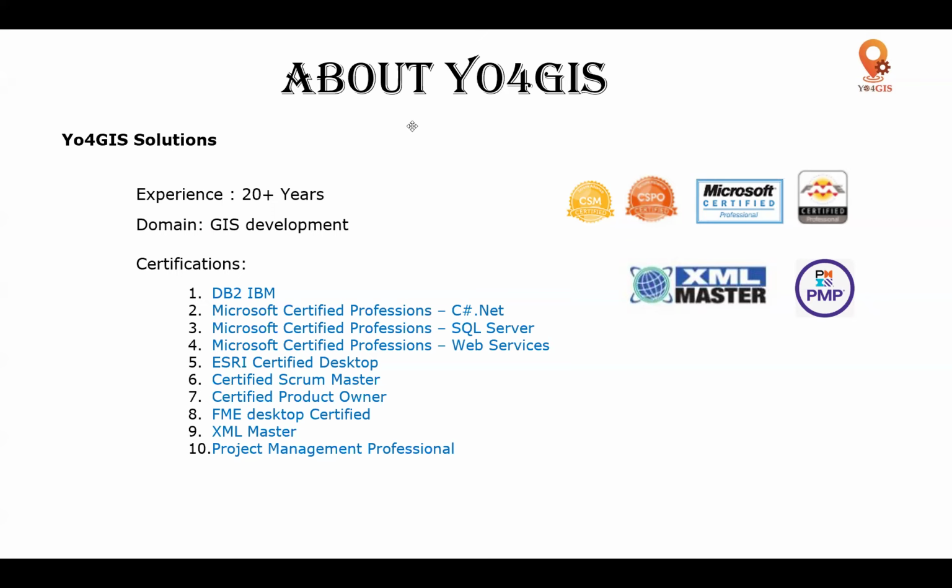Now we are running this organization, Yo4GIS Solutions, with very few people, because these days everything is going to work along with AI. After AI came, the number of resources has been cut down. So we also have around 10 people, and that is more than enough to do the development.